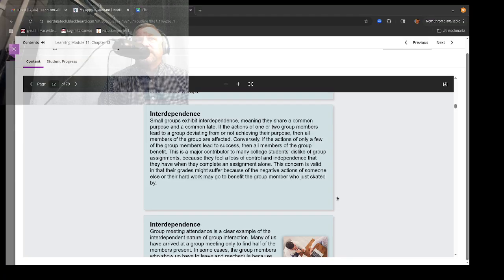Small groups exhibit interdependence, not independence, meaning they share a common purpose and a common fate, meaning they need to get a goal solved, a problem solved, and it's either up to them to succeed or fail, right? If the actions of one or two group members lead the group from deviating from or not even achieving the purpose, like not solving the problem, all group members are affected. Conversely, if the actions of only a few of the group members lead to success, then all the group members still benefit.